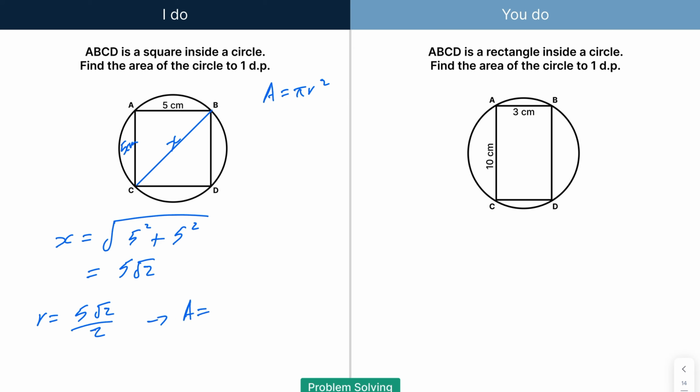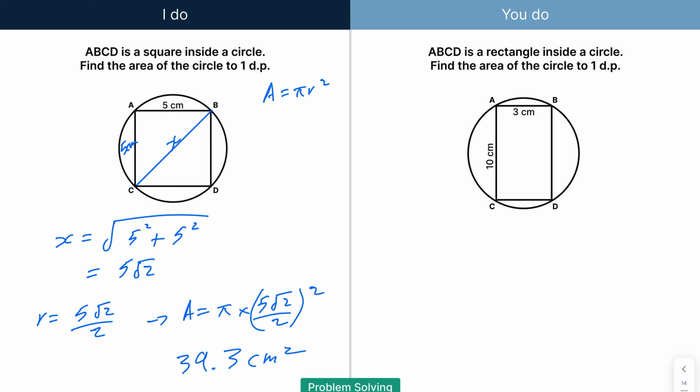So that means the area of this circle is going to be pi r squared. So if I just do pi times that all squared, I get an answer of 39.3 centimeters squared.